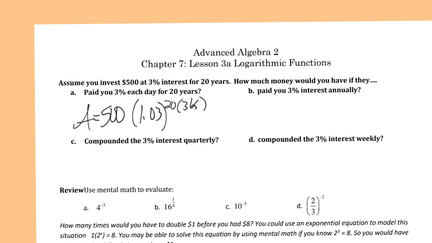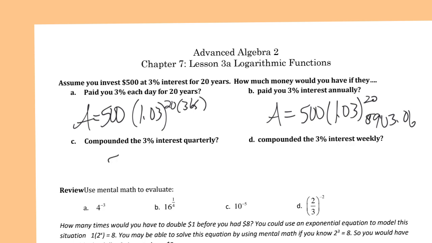So that number is going to be quite outstanding. And it's going to be 2.57, I believe, times 10 to the 96 power. So it's quite enormous. The next one's going to be if you get paid 3% annually, and that would be the amount of money you would have would be 500 times 1.03 to the 20. Okay, and that would be 903.06. Okay, that would be how many dollars you get.